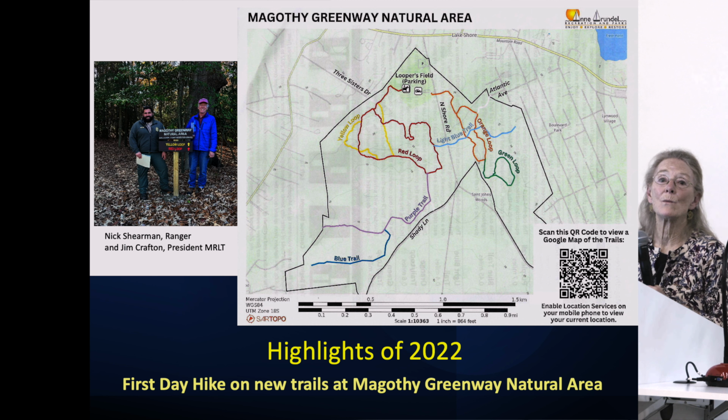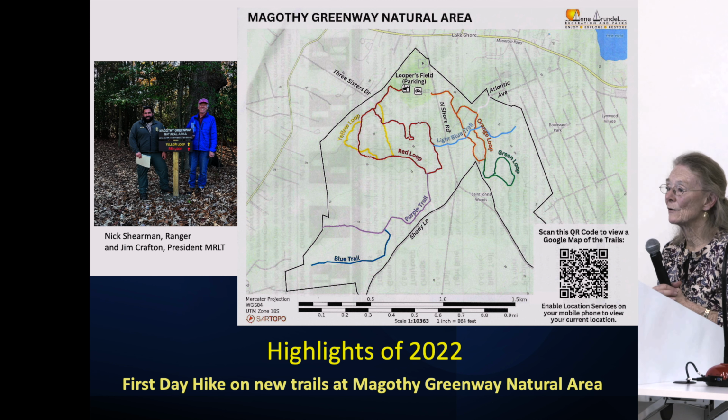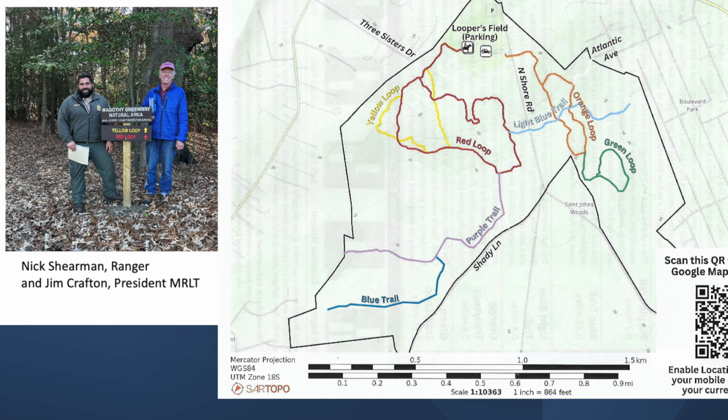So it's really great. We had our first day hike there on January 1st, and we had a good number of people there. So that QR code, if you want to take your phone and I think you could probably do it from where you're sitting, you can get this map by just clicking on that QR code and get the trail map. Or you can just go to the Park and Rec site, and you'll find it there.